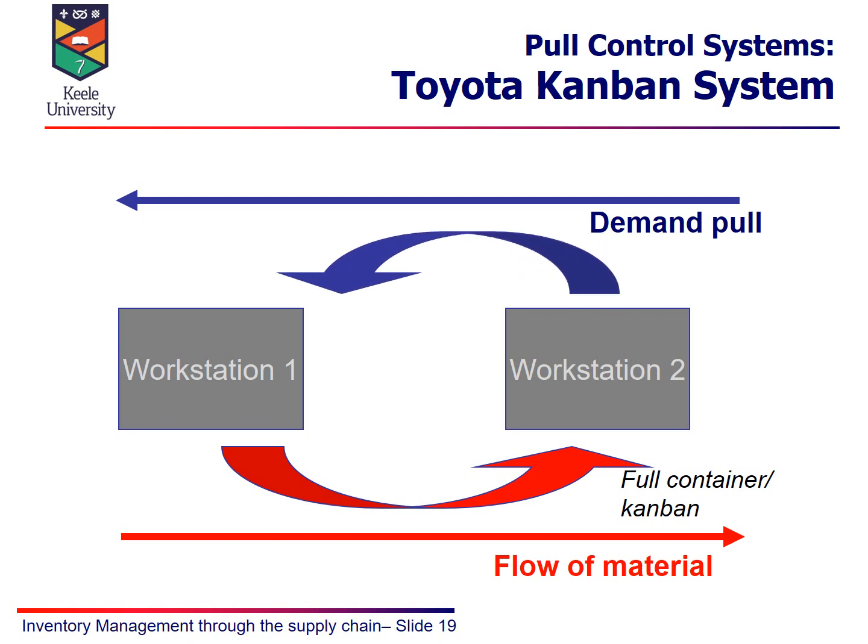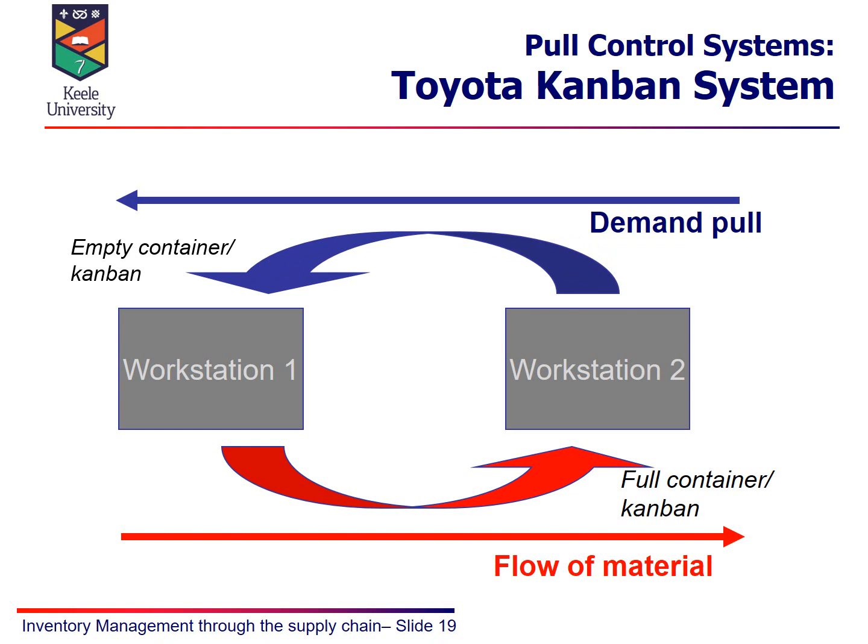And the way in which this is done is that they send the empty container back. So the full container moves forward, but once the items are used, the order to supply some more is that they send the empty back. And when workstation 1 sees an empty, it then refills that and supplies it forward.